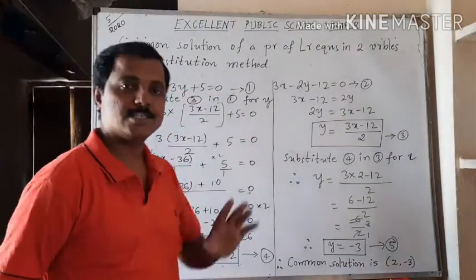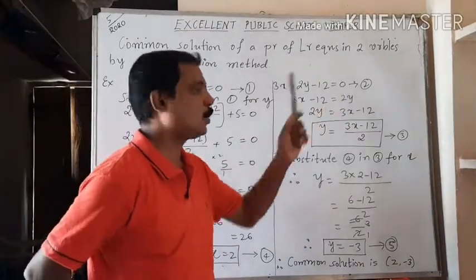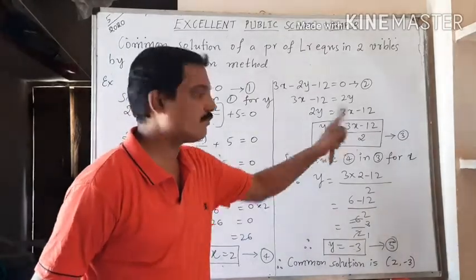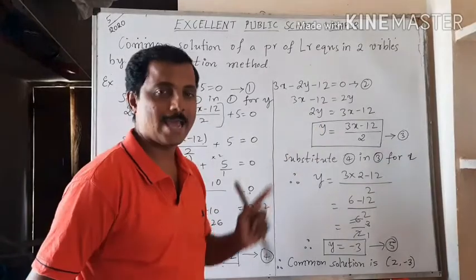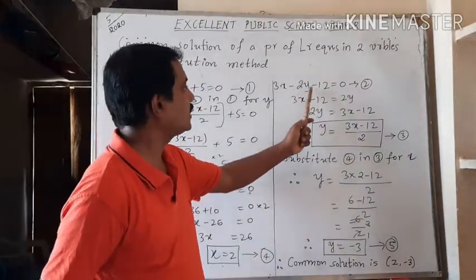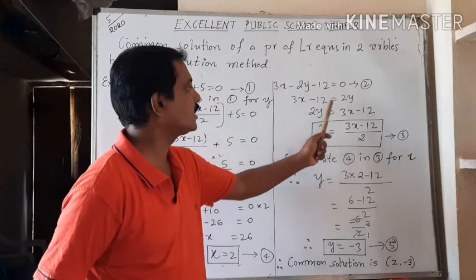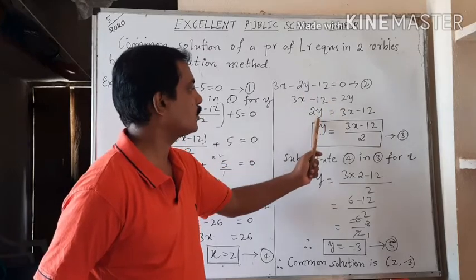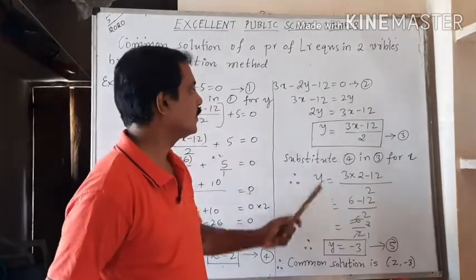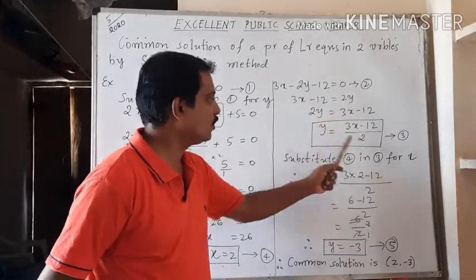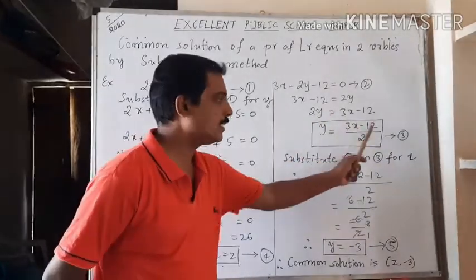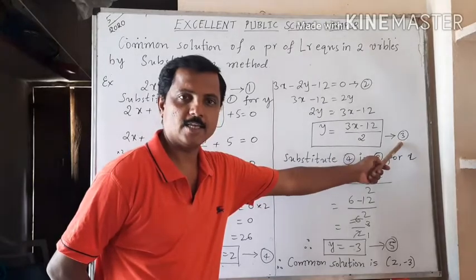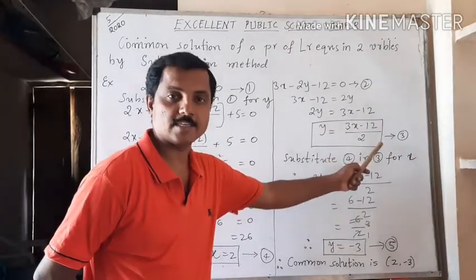I keep equation 1 as it is, and in equation 2 what I do is I express y in terms of x, or I equate it for y. See here, I send this minus 2y this side, it becomes 3x minus 12 is equal to 2y, or 2y is equal to 3x minus 12. 2 into y. If this 2 is sent this side, it becomes y is equal to 3x minus 12 upon 2. I call this equation as 3. Now, I expressed y in terms of x.